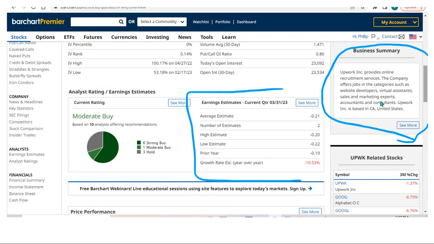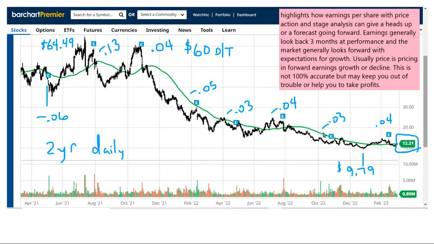Finally, let's take a look at earnings estimates. Average estimate was to lose 21 cents a share, right? Their growth rate year over year has been negative. And this just shows the business summary of what they do. They simply provide online recruitment services. They're basically a temp agency that's online. I don't know how much money is in that stuff, but that's all it is.